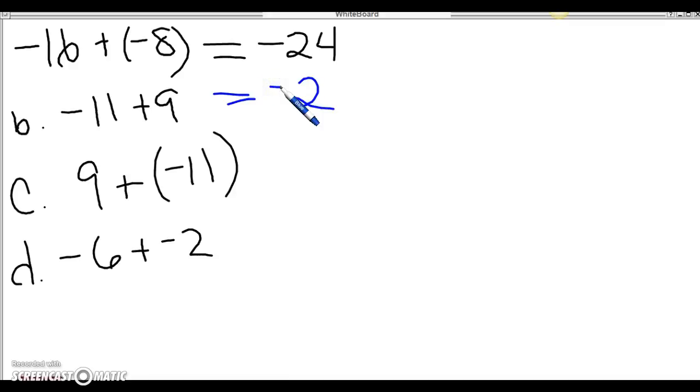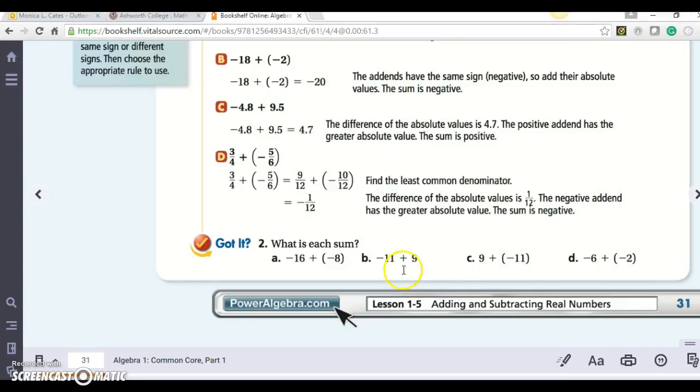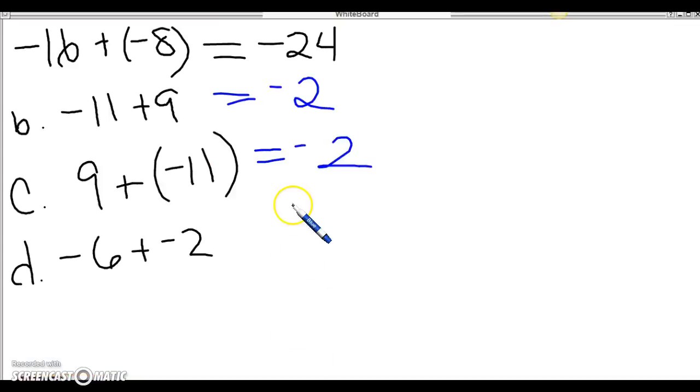The next one, I have 9 plus -11. Again, different signs, so I'll subtract. Again, 11 is the larger, so I'll give it a negative. Did I write that one down correctly? Yes, I did. They tried to trick us. And then the last one, they have the same sign, so I'll add them, and it gets the sign that both of them have. I hope this helps.